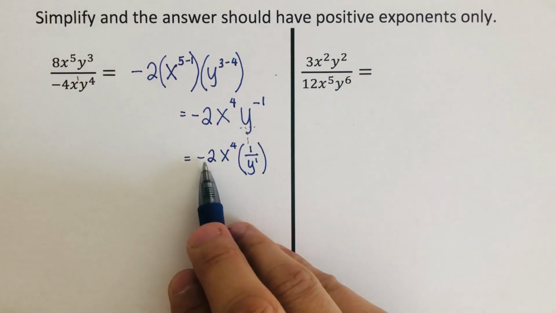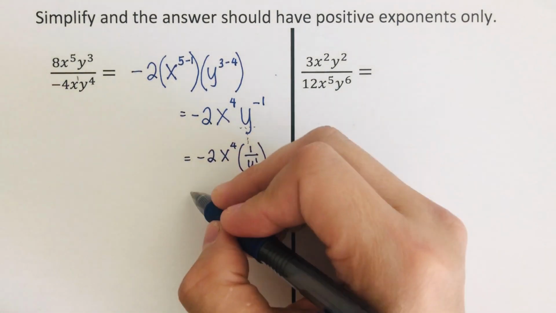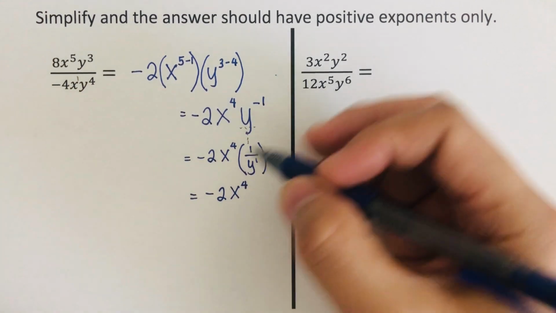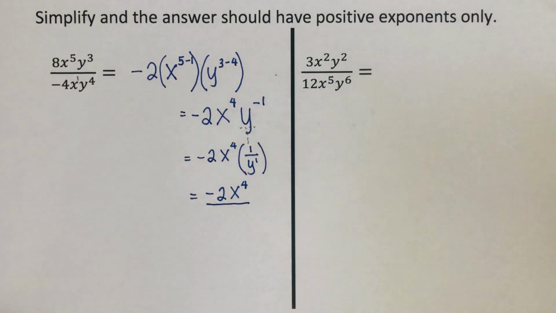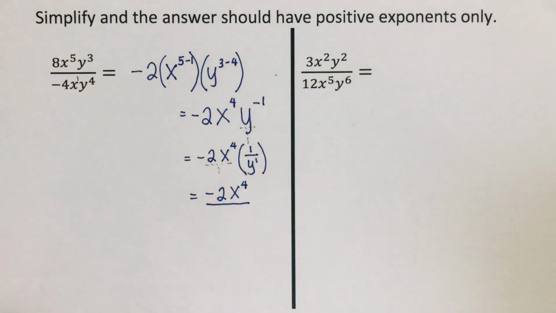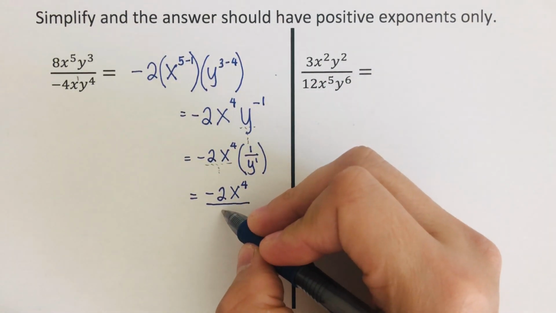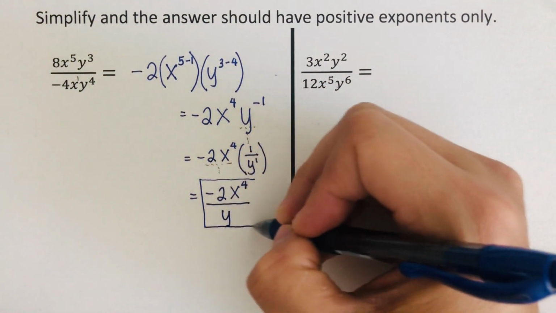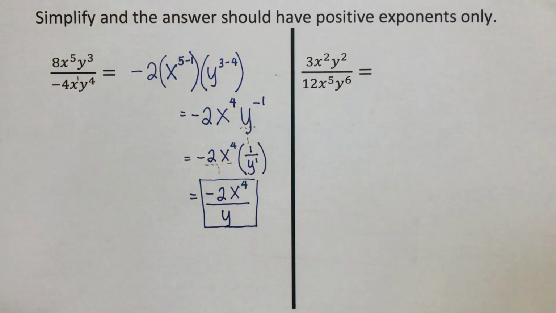So then we can multiply them across. -2 times 1 is just -2, and then that is x to the power 4. And then remember, all of these have an invisible denominator of 1. So 1 times y to the power 1 is just y. So then this is the simplified version of this expression right there.